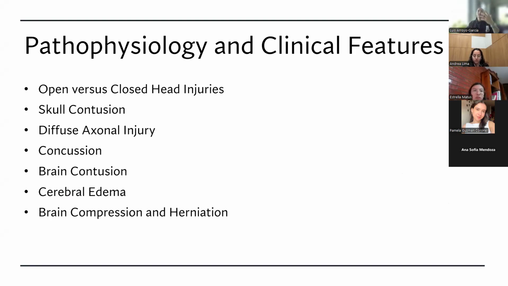But also, what will happen if you have an open head injury? What will be something that you will need to take care of? There would be a greater risk of infection. Infection, meningitis, for example. And that's more important and more difficult to control. So that is the pathophysiology when you have an open versus a closed head injury.